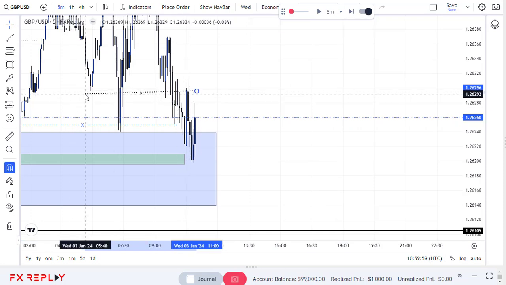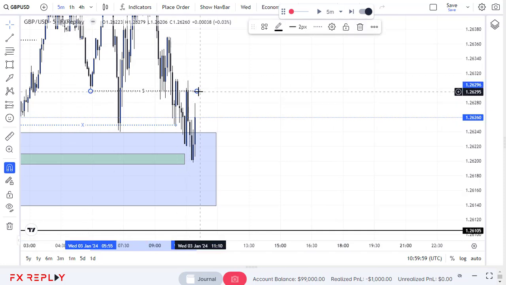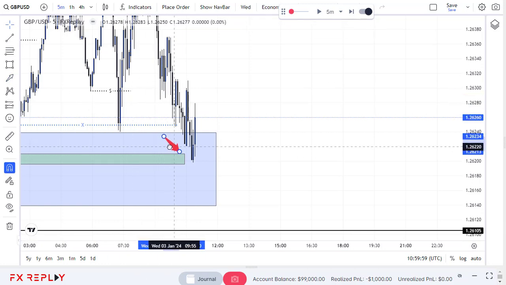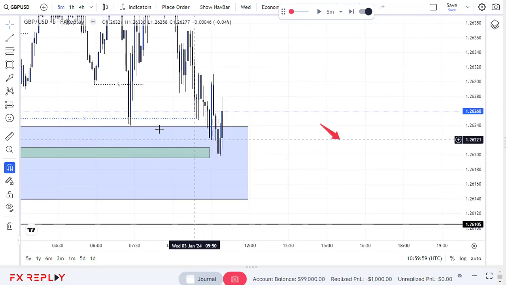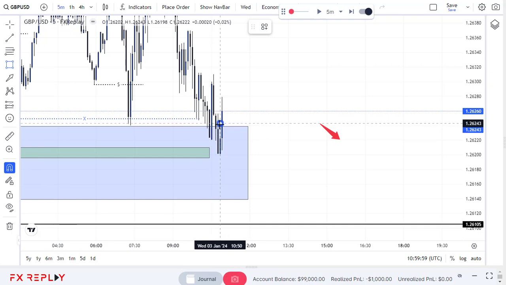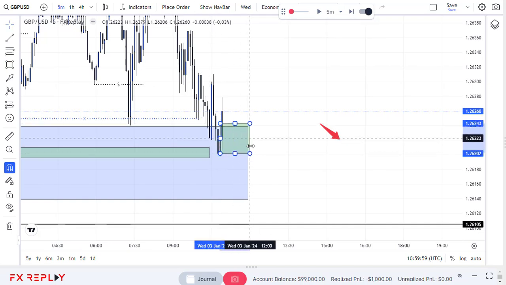So inducement liquidity was swept at the top right there, and then it finally mitigated our 5 minutes POI within the 1 hour POI. So where is our entry? Right here. So you see, this is why I like to wait for the close of the 1 hour candle before I get in, so I don't get emotional. Now the 1 hour candle closed and gave us this entry right there.